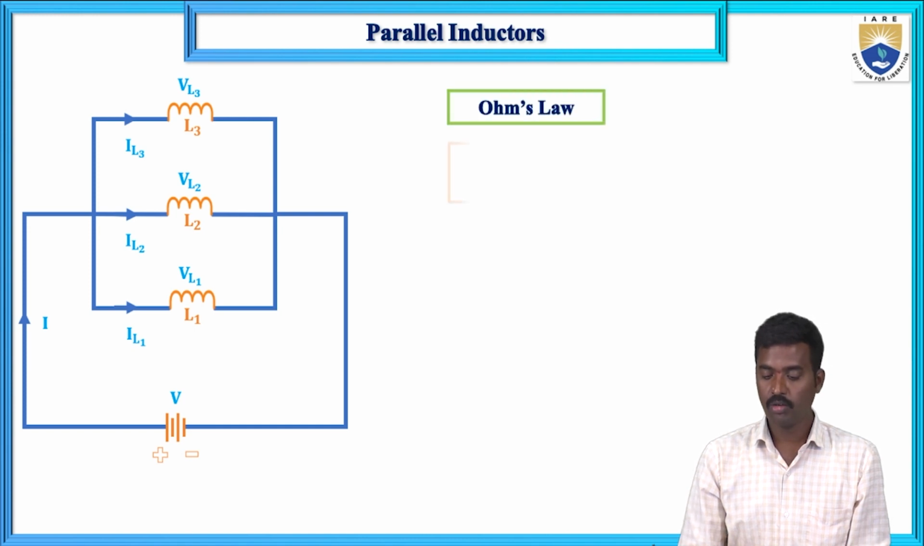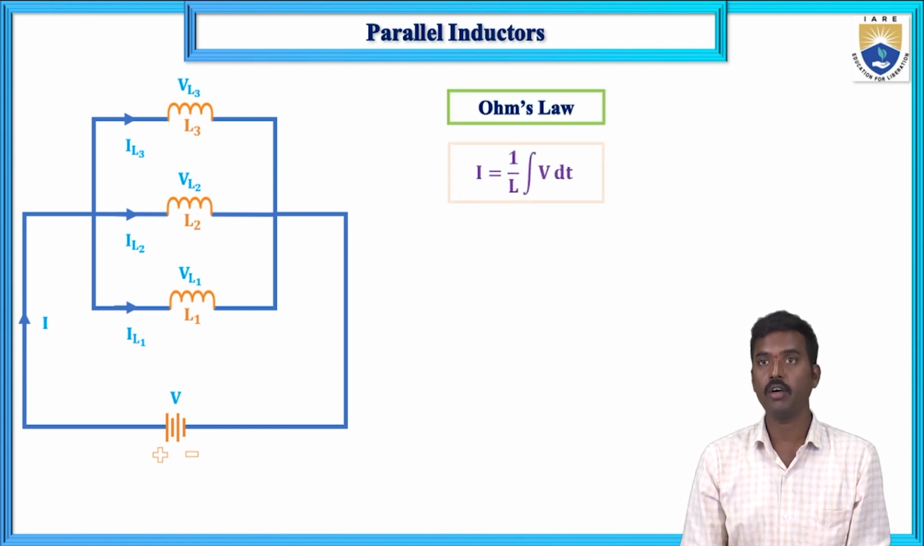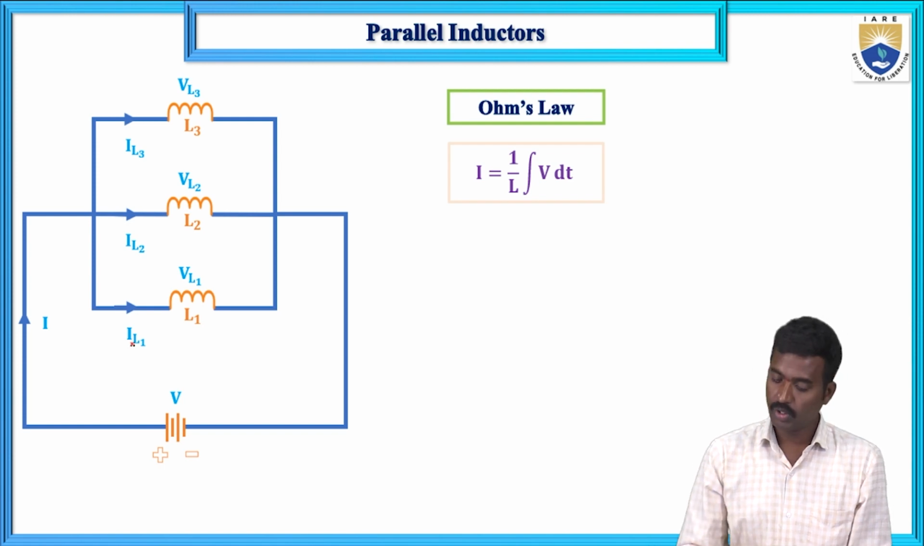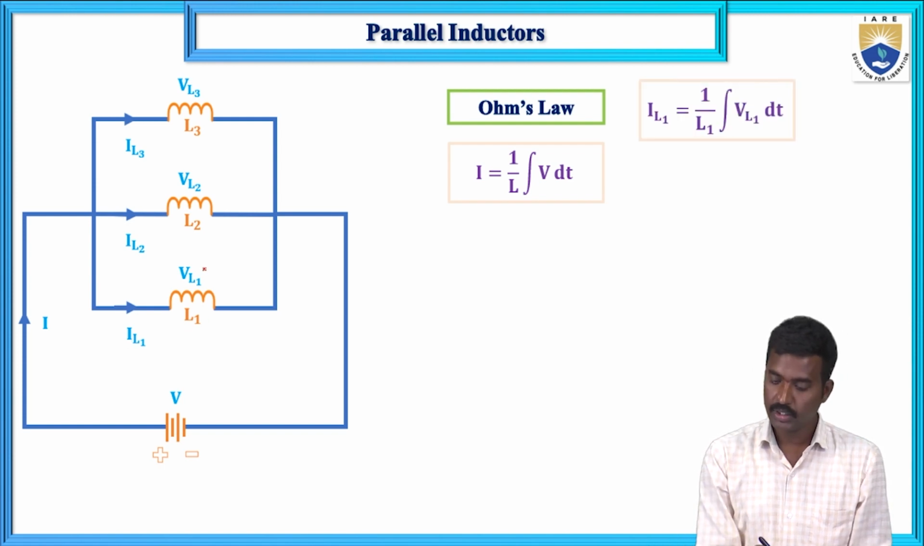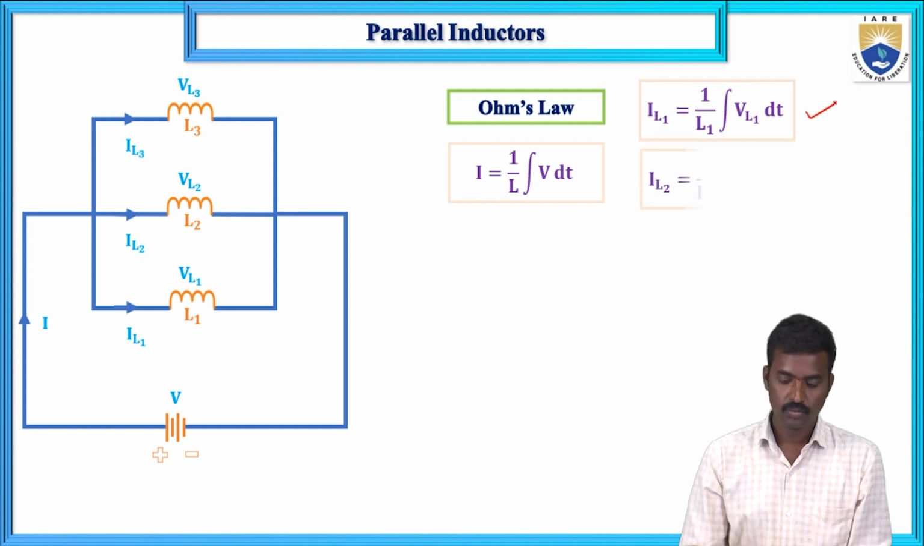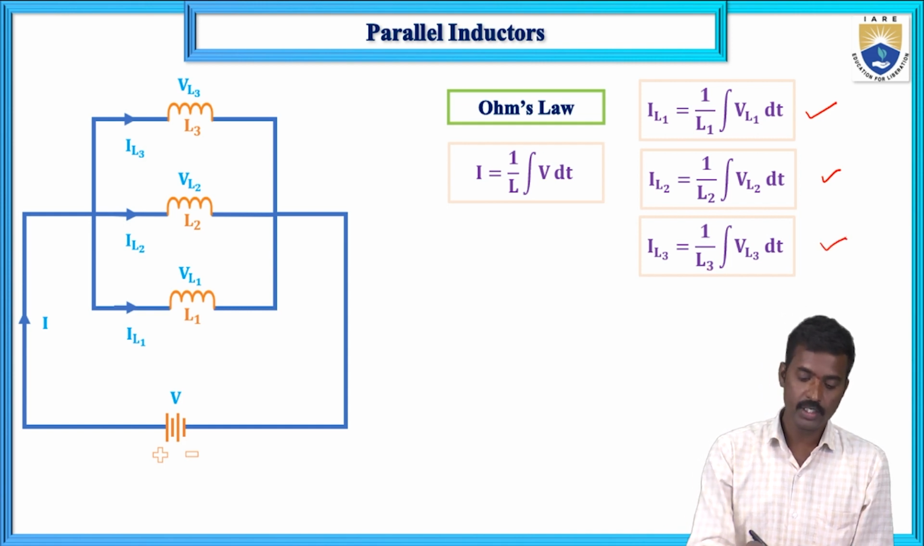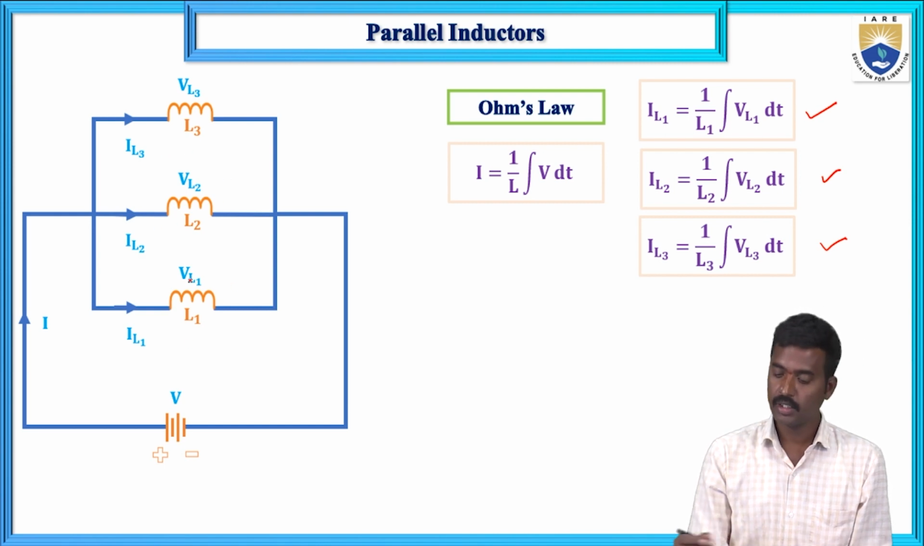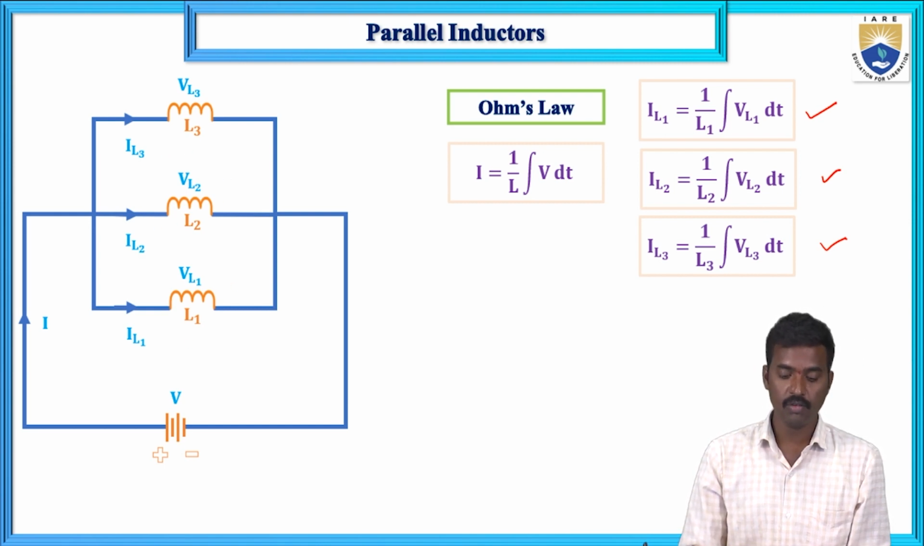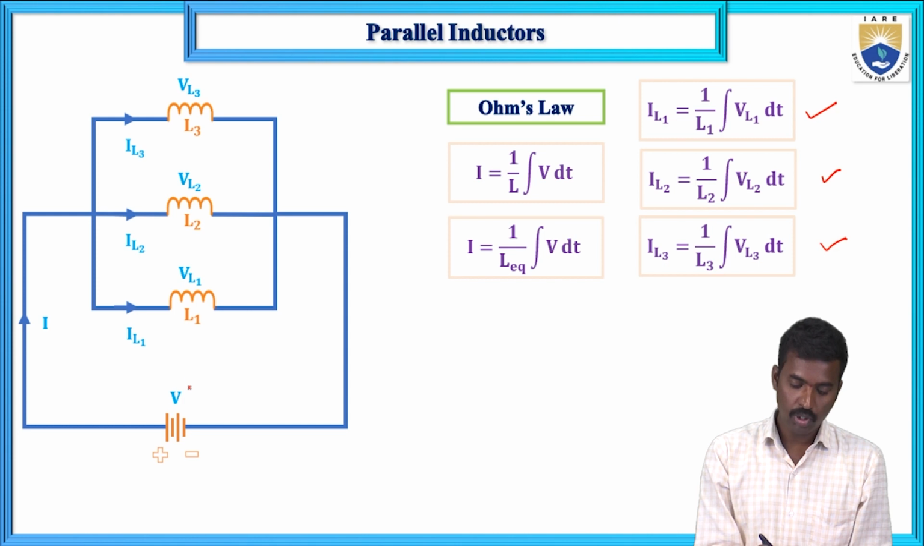Now we know the formula I equals 1 by L integral of V dt. So IL1 equals 1 by L1 integral of VL1 dt. IL2 equals 1 by L2 integral of VL2 dt. IL3 equals 1 by L3 integral of VL3 dt. Now if these three inductors are considered as a single value, L equivalent, then I equals 1 by L equivalent integral of V dt.